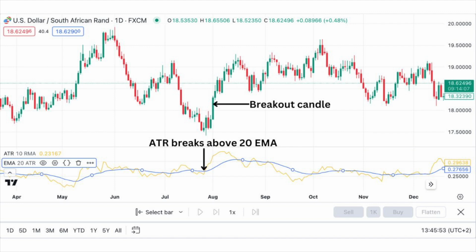Next, we want to establish how you enter the trade once you've seen both of these things occur. In other words, you've seen the ATR pass above the 20 EMA and you've seen a big bullish candle for a long position. Depending on your preferred time frame, you'll have to wait till the breakout candle has developed. Then you'll enter long once the next candle breaks above the high of the breakout candle. In this case, it would have been 1835 on the USD ZAR chart. And so I place my buy order at 1835.